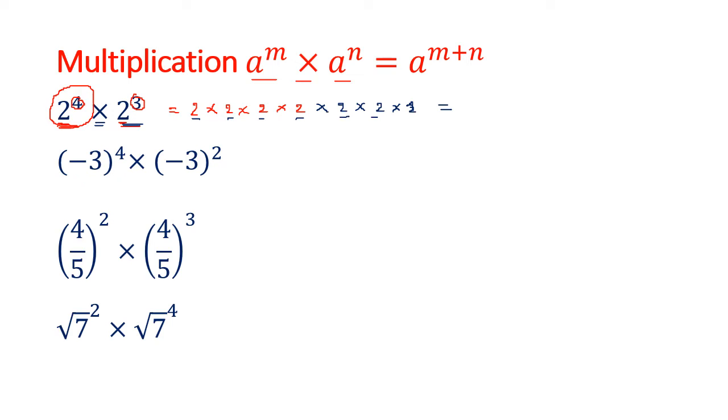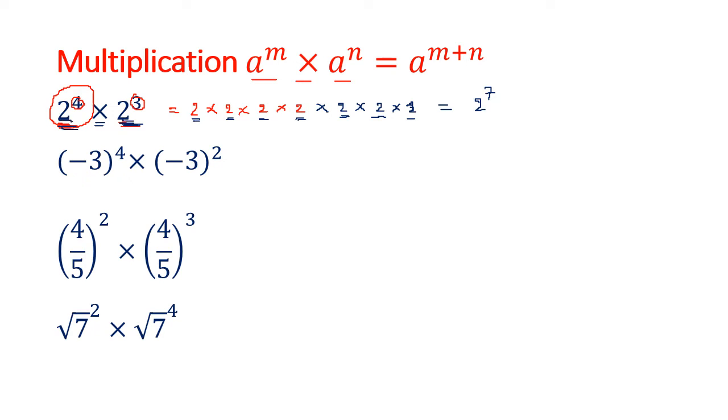So what should the notation be? Count how many times the 2's appear: 1, 2, 3, 4, 5, 6 and 7. So this can be written as 2 raised to 7. Now what you follow from this is 2 raised to 4 into 2 raised to 3.